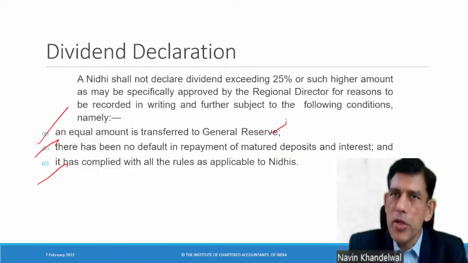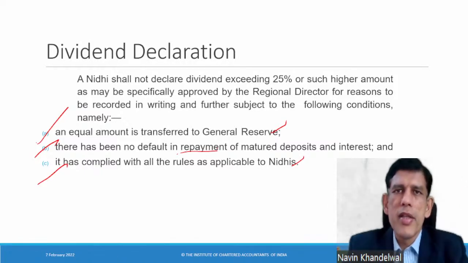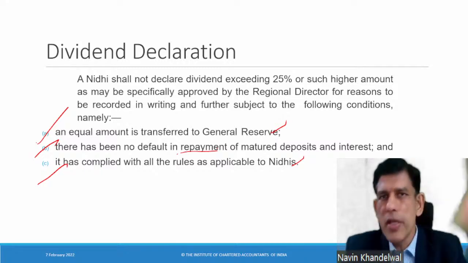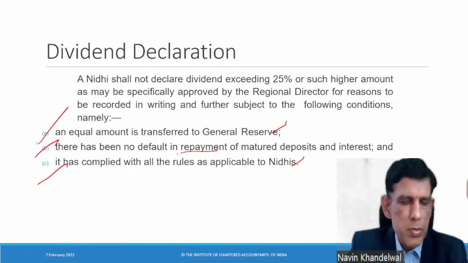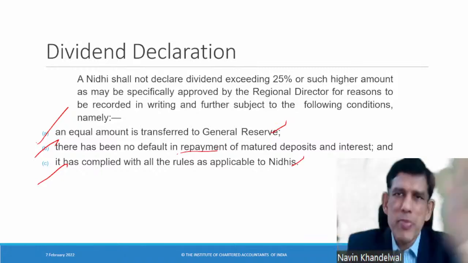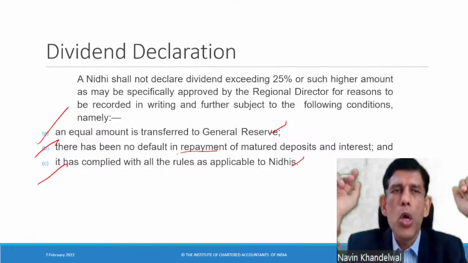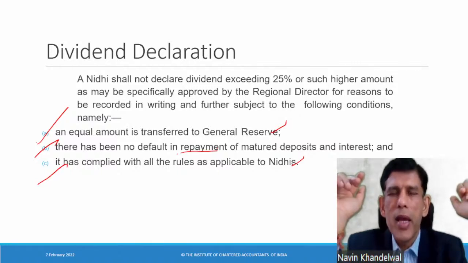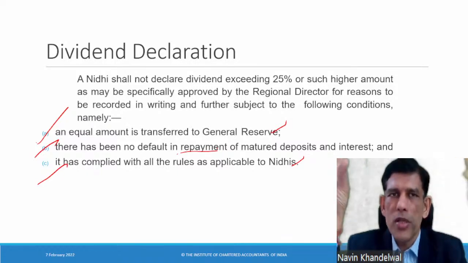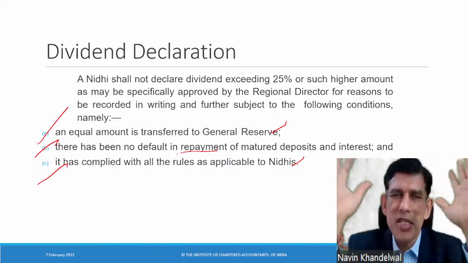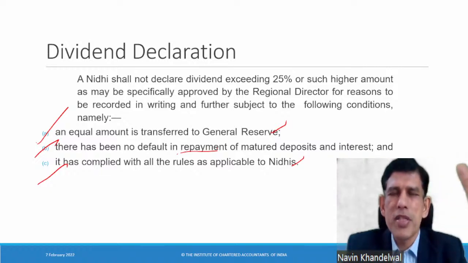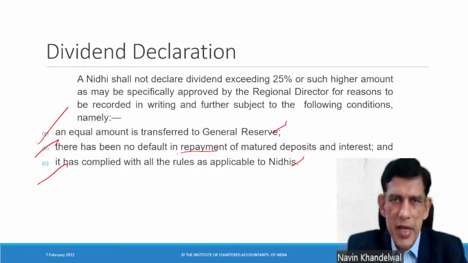So first is obviously the accounting rule. Third is obviously a default rule. And second is there has been no default in repayment of matured deposits and interest. That means the Nidhi has enough liquidity to pay out for the deposit part also. So asset liability management is a concept which is very important for all the financial services industry. And normally they try to match what is the deposit date, maturity date, and what is the cash flow which is arising on that particular date. So that matching is very much done. And if that matching is done properly, then the chances of default in terms of cash flow may not be there.